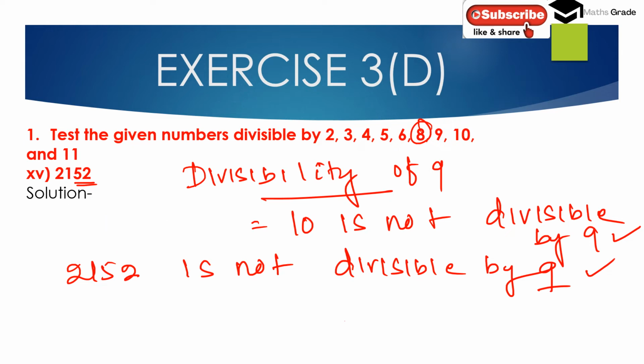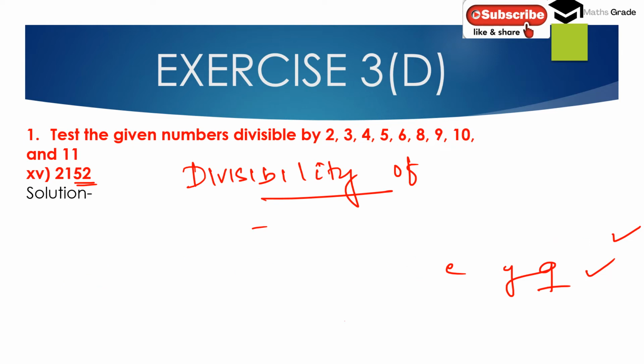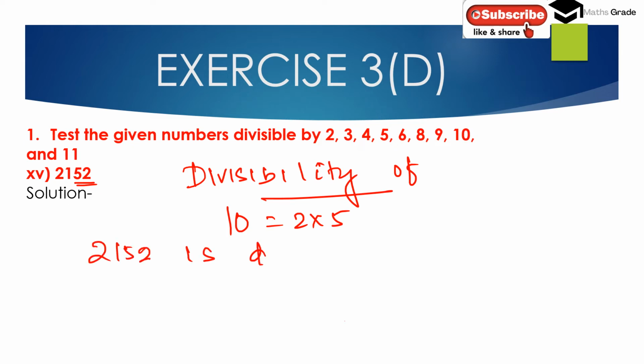Now we will check whether the number is divisible by 10 or not. We know 10 is the product of 2 and 5. So first, if the last digit, that is the unit place digit of any number, is divisible by 2, then the number is divisible by 2. Here the last digit of the number is 2, and 2 is divisible by 2, so 2152 is divisible by 2.